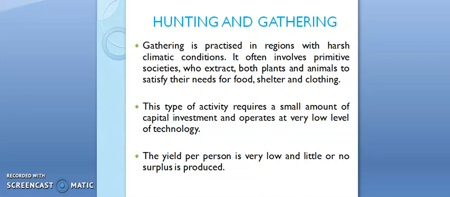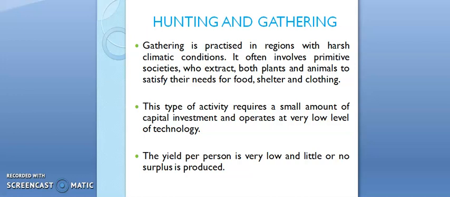Where the harsh climatic condition is there, these people are involved in extracting things from the animals as well as the plants to meet their basic needs of food, shelter and clothing. In this kind of hunting and gathering, they required very small capital or no capital, because if I go for hunting and gathering in a primitive way, I don't need so many things. Even at this time the people were not technologically developed, so there is no question of technology. It is their basic amenities only that they are using.